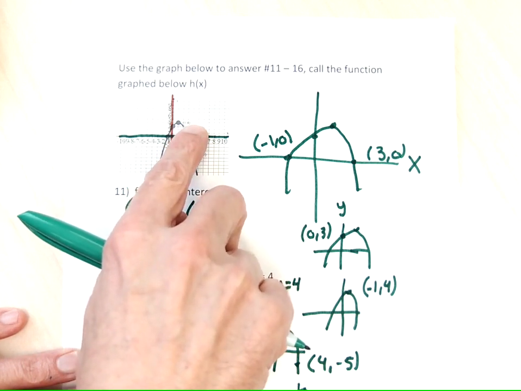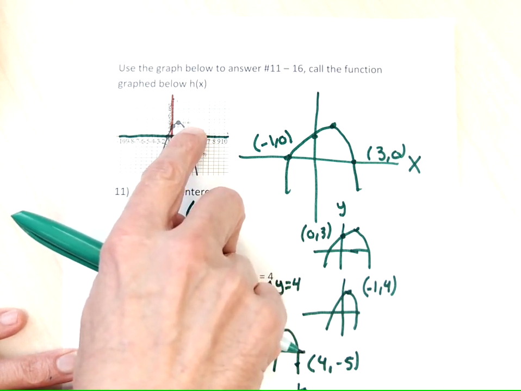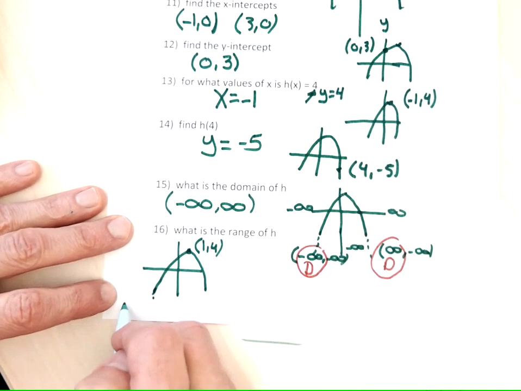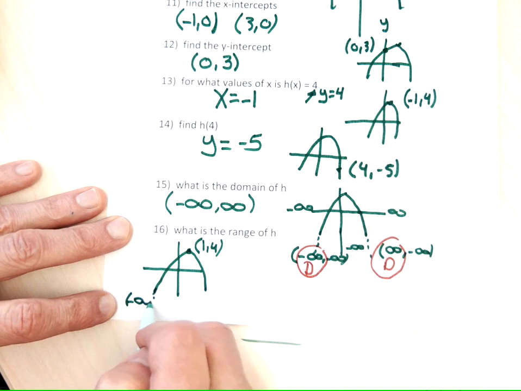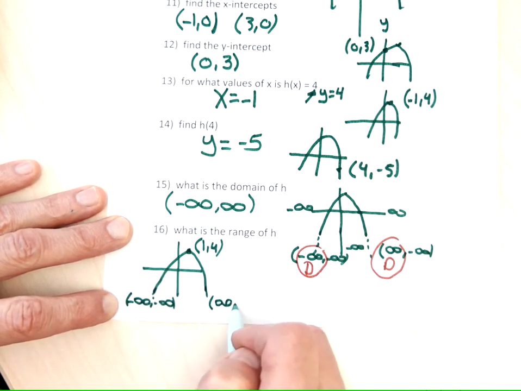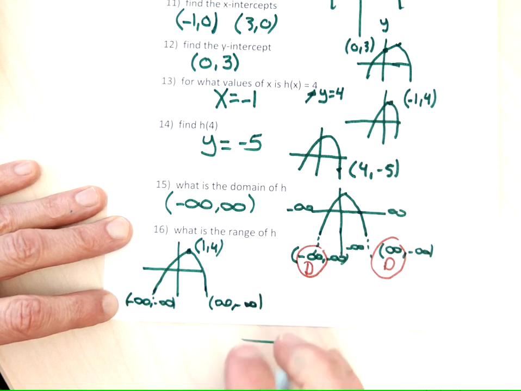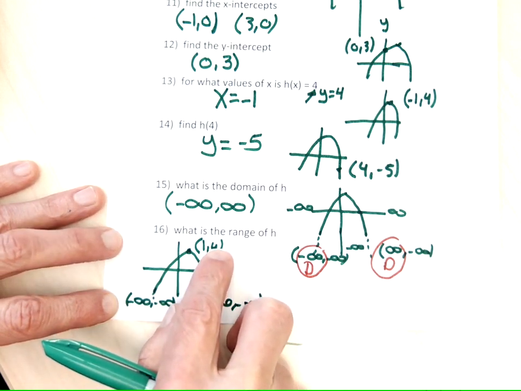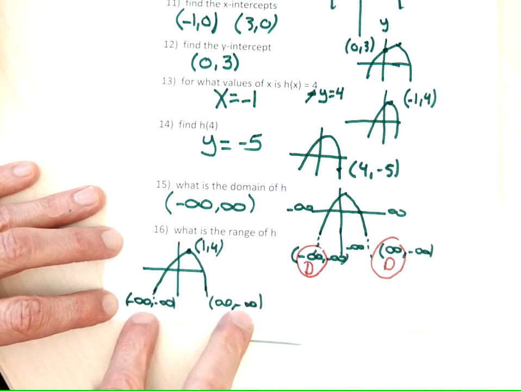I don't need that point (1, 4) for the domain because I only need the left and the right edge. The bottom of the graph would be either negative infinity or positive infinity. If I was going to do the range of this, I need the y-coordinate of the bottom of the graph and the y-coordinate of the top of the graph.